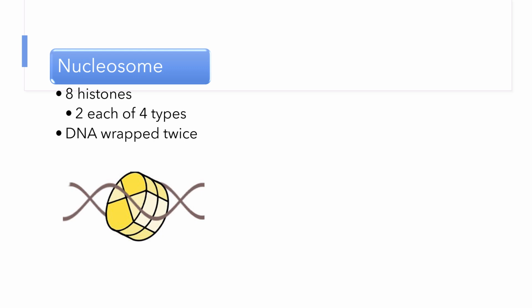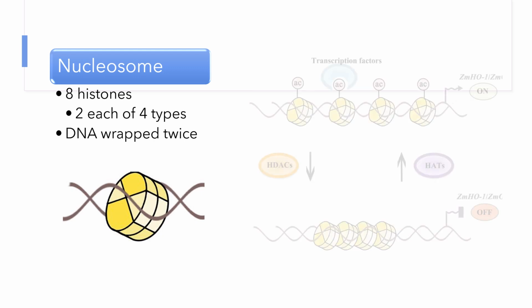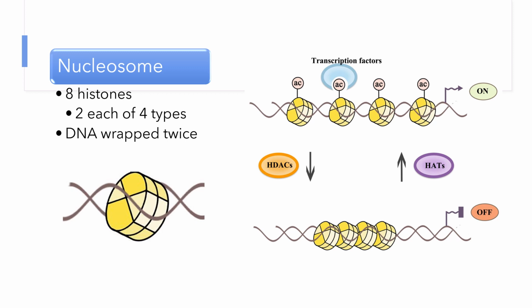The base unit of chromatin organization is the nucleosome. This is composed of a core of 8 histone proteins, 2 each of 4 types, and the DNA wrapped around the structure twice. The histones have tails that protrude from the nucleosome, and these can be modified by the addition or removal of chemical groups. For example, if acetyl groups are added by enzymes called histone acetyltransferases, or HATs, this causes the chromatin to open up, making it more accessible for transcription.